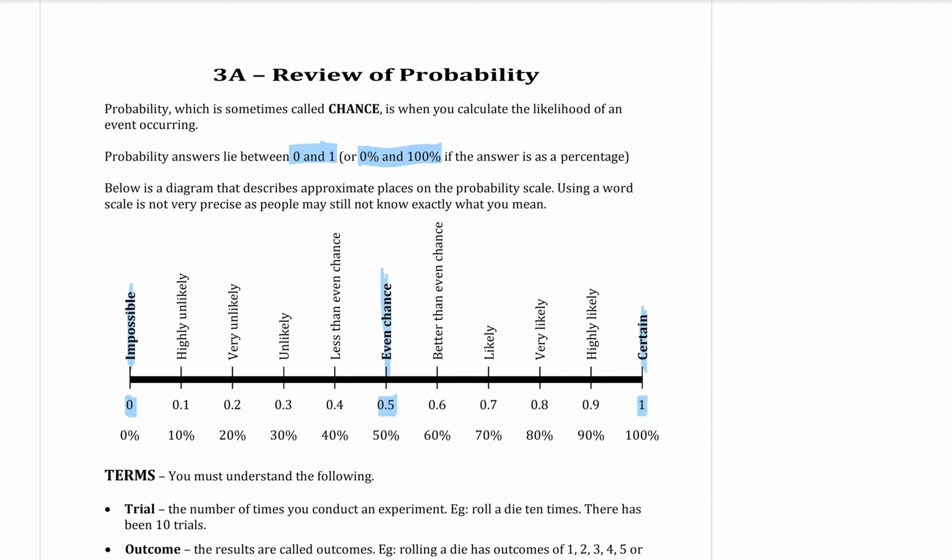Anything between 0 and 0.5 is unlikely. And you have all these different scales of unlikely. You have highly unlikely, very unlikely, unlikely, and a less than even chance. But all of those things are less than 0.5. It is unlikely for that event to occur. But you can see how that would be very hard to describe something using one of those 4 different categories there. Anything between 0.5 and 1 means that it is likely to occur. It's better than half a chance that that event will occur, and you have those scales in there as well. But the 3 that I've highlighted are your main ones, and the ones in between we don't use as much.